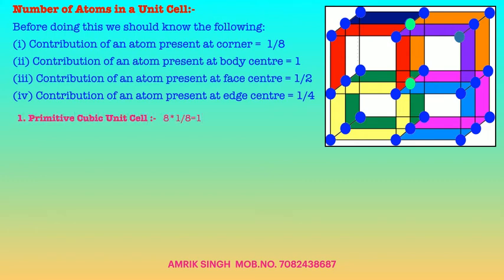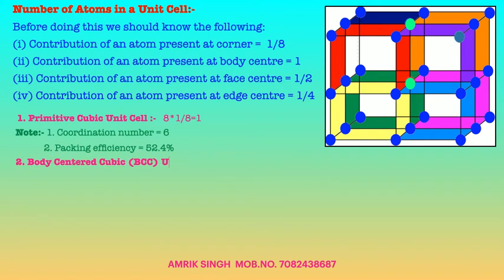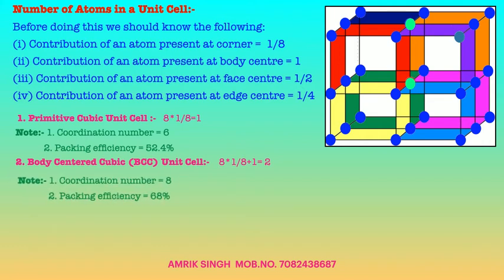The primitive unit cell has 8 corners, contribution of each 1 by 8, that is 1 atom. Coordination number is 6 and packing efficiency is 52.4%. Body-centered cubic, BCC: you already know that cubic is in our syllabus only. In the unit cell, 8 into 1 by 8 plus 1 at the center of the body, so 2 atoms are there in body-centered. The coordination number is 8 and packing efficiency is 68%. We will later on calculate the packing efficiency as well.